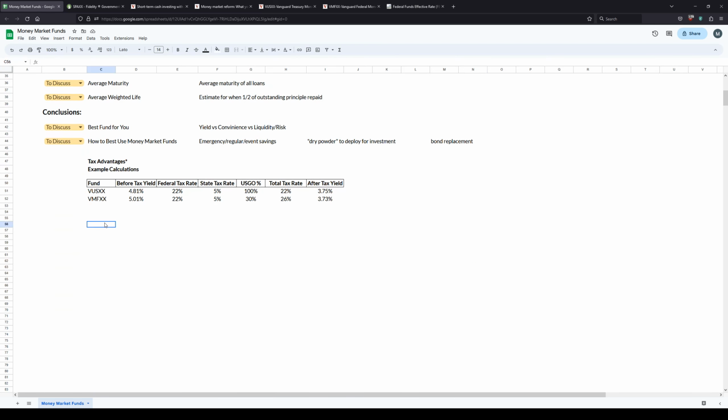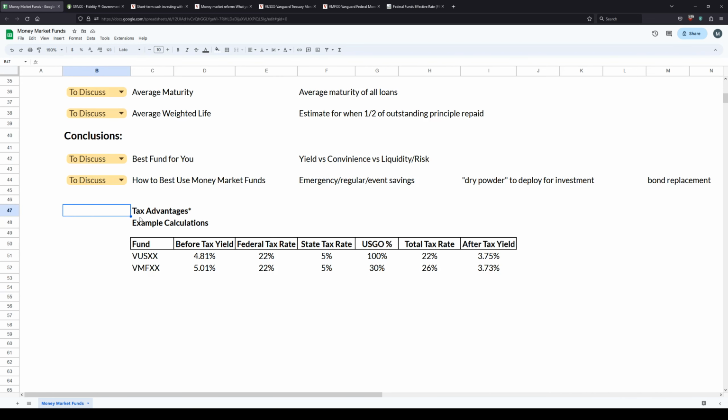I think we've got it down here, and I'll zoom in a little bit better so you can see. Okay, so here's our tax advantages sample calculation. So we've got the two funds that we looked at before, the Vanguard Federal Money Market Fund and the Treasury Money Market Fund. So these are the before tax yields, 5.01% and 4.81%. I'm assuming that you have a federal tax rate of 22.